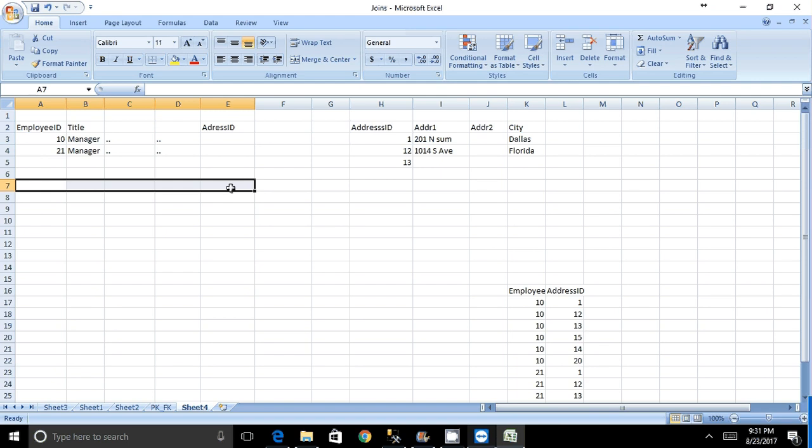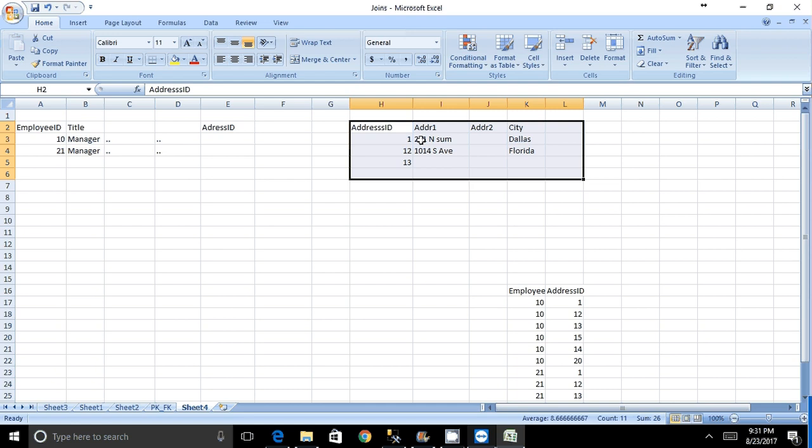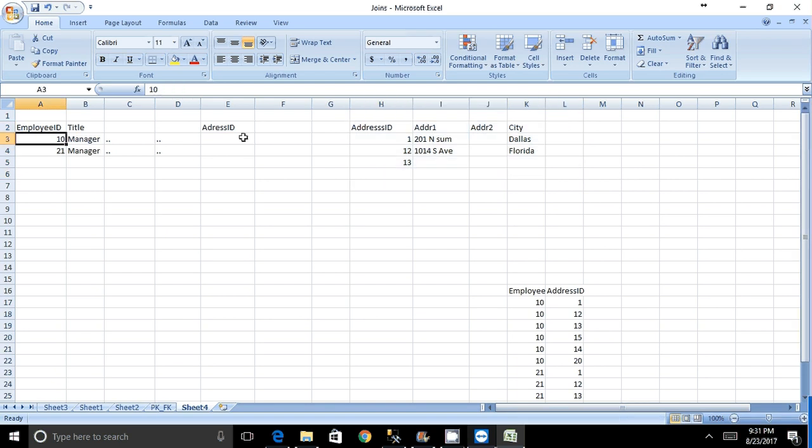I can refer to the address ID, right? So I'm trying to keep the address table as an address, but wherever I need the address ID, I'm going to refer to it for the employee or for the vendor. Let's see. If the manager ID 10 has the address ID 1, you put the address ID 1. If the manager 21 has the address ID 12, you put the 12 in here. So that's the one-to-one relationship between two tables.